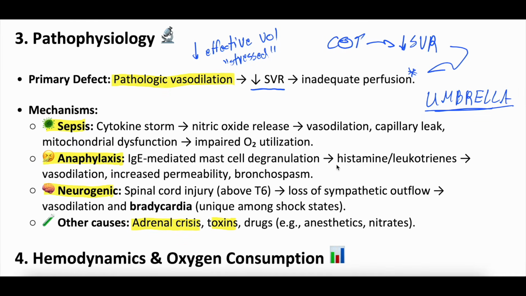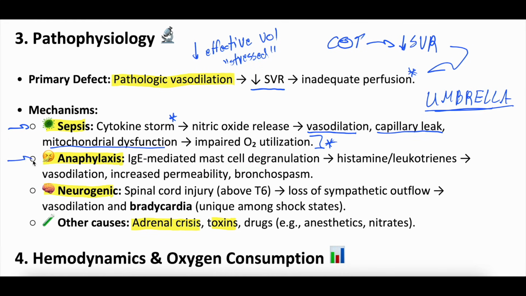So we're talking about the pathophysiology of distributive shock. We're saying that there's pathologic vasodilation that decreases systemic vascular resistance and leads to inadequate perfusion. But beyond that, the pathophys is shock state specific. So in septic shock, you get this cytokine storm. You have an infection, your immune system goes bonkers trying to attack this infection. And all those inflammatory mediators that are released, including nitric oxide, lead to vasodilation, capillary leak, mitochondrial dysfunction, and that can all impair oxygen delivery and oxygen utilization.